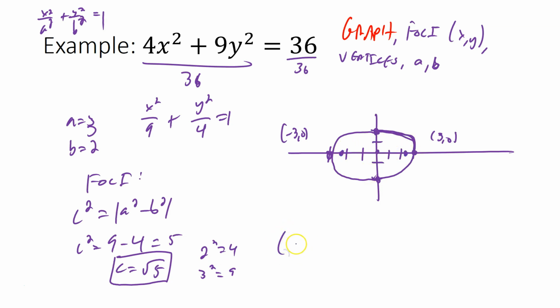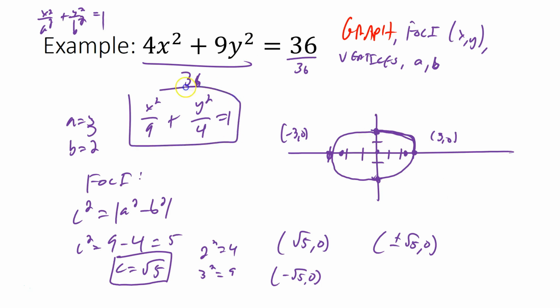So the foci are going to be at positive root 5, comma 0, and at negative root 5, comma 0. Sometimes you see people do this, plus and minus root 5, comma 0. That's fine with me, if you want to do that. Okay? All right. So graphing an ellipse, not that bad as long as you have your equation in standard form.